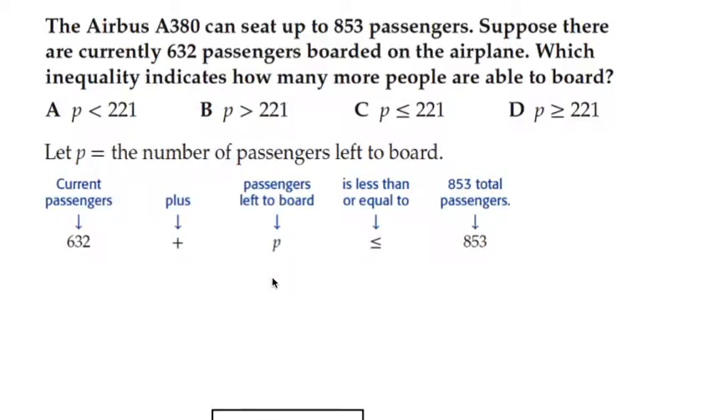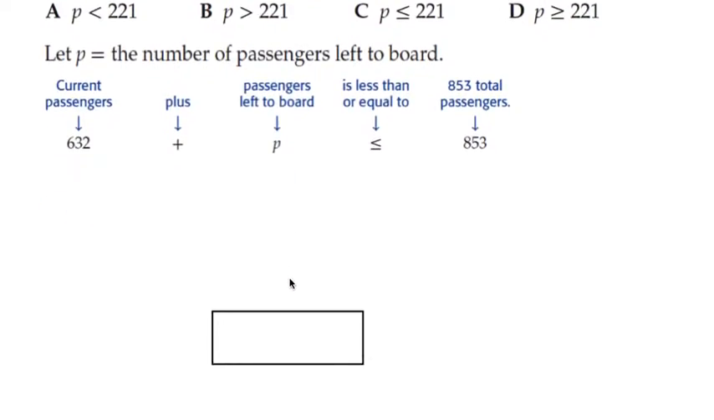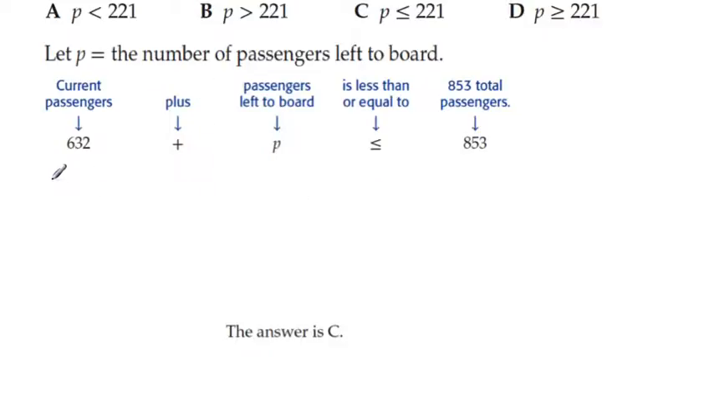If we were to solve that for P, we would need to subtract 632 from both sides, and we would end up with 221. I thought this had the solution in it, but let me walk through that. Minus 632 and minus 632 on both sides, so these two would cancel, and I would be left with P has to be less than or equal to 221. So letter C is the correct answer.